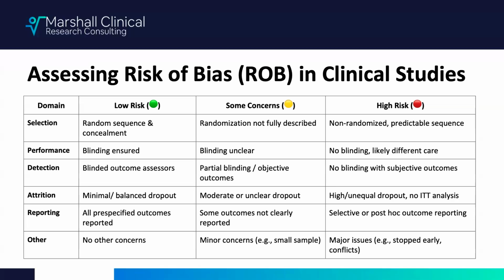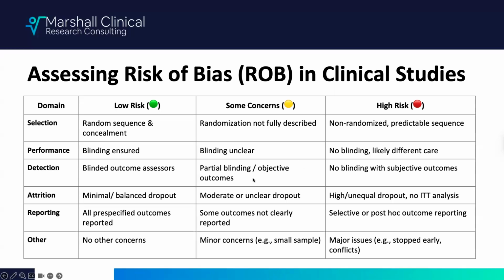Risk of bias tool. The ROB2 tool is very helpful for quantitative clinical studies. It goes through each of the domains here: selection, performance, detection, attrition, reporting, and then you can go through and rank each of these domains across a study. So you can assess whether the selection bias was low risk, or maybe there are some concerns, like randomization was not fully described, or there's high risk, no randomization, maybe a predictable sequence. Blinding, they don't mention whether blinding occurred or not, so maybe that's unclear or no blinding.